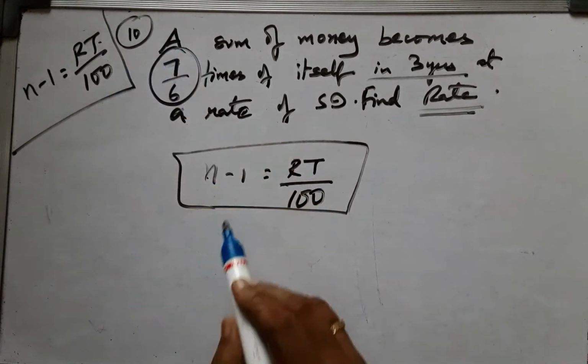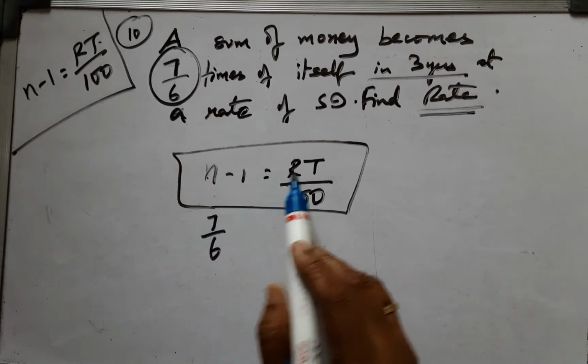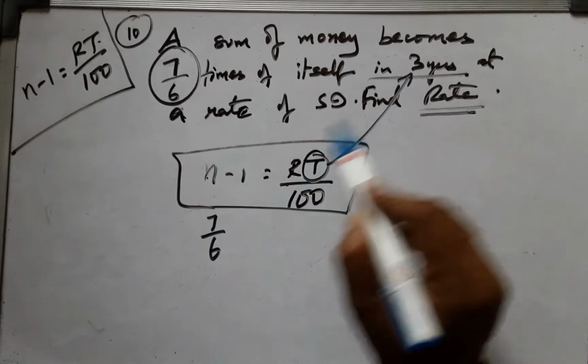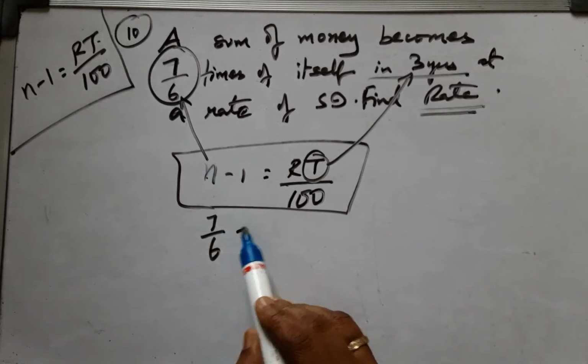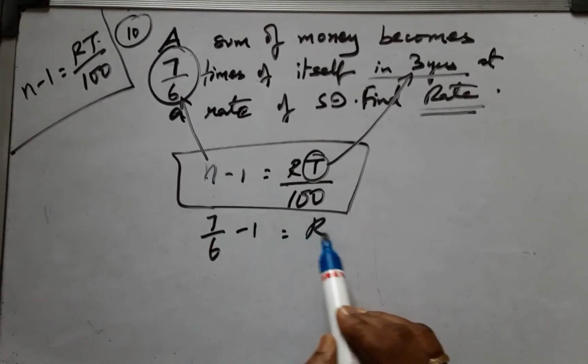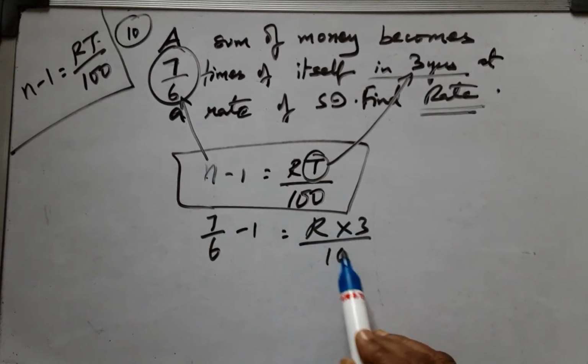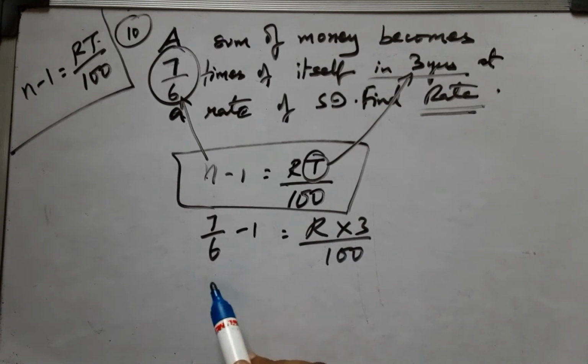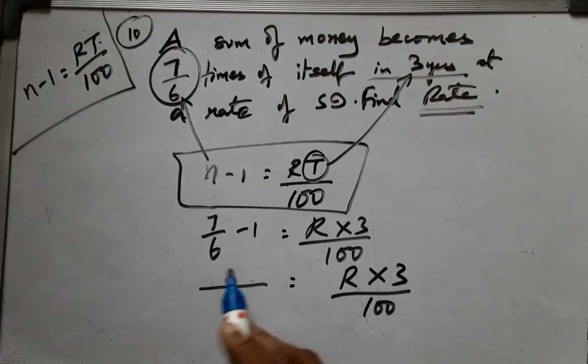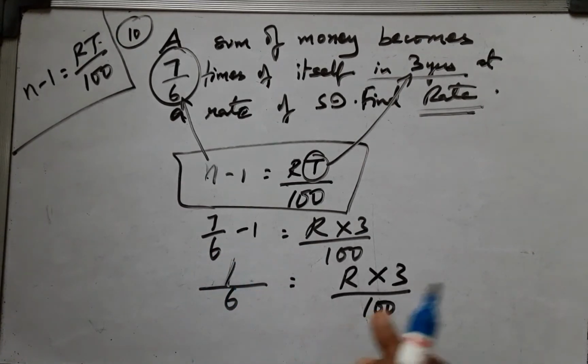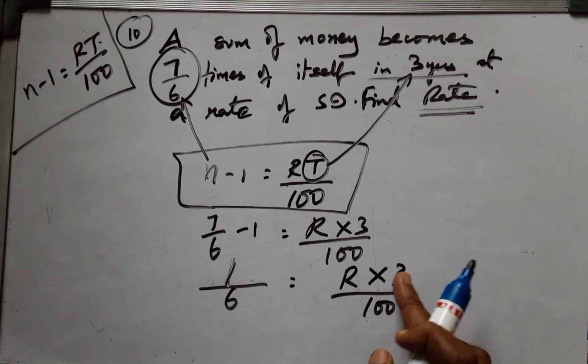An alternate method is, we have this formula, direct application, we will arrive at R because A has been given as 7 by 6, T has been given as 3 years, and now value substitution will give us the answer, which is again the same answer. This will be 1 by 6. And as you can see, the same thing is unfolding once again.